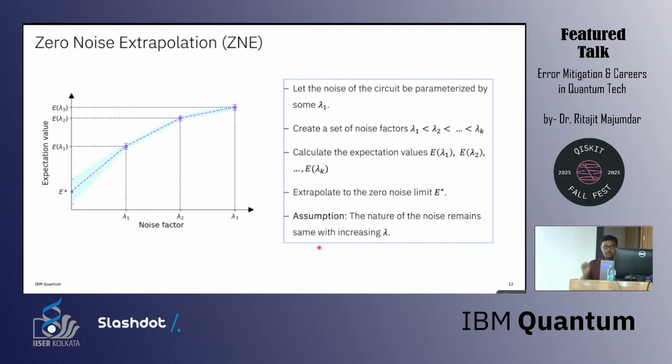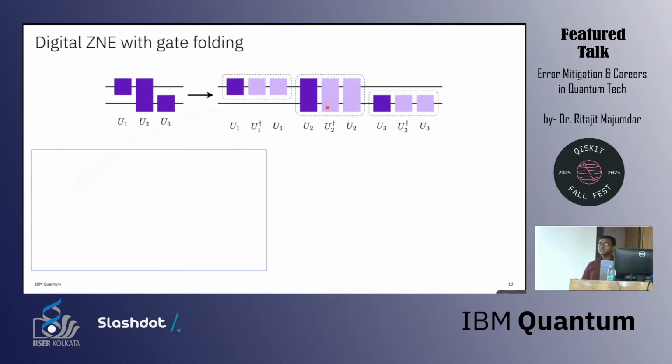Now the question here is, how do you create these circuits, right? And as I said, it is not easy to mathematically write down what lambda is going to be. So we cannot really expect to do that, but what we can do is something called gate folding. We know each of the gates is a unitary operator. So forget about noise for the time being. If I take a gate U and I replace it with U dagger U, I have essentially done nothing. It is functionally equivalent, right?